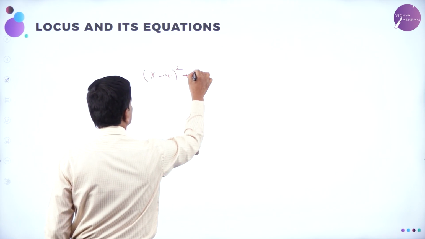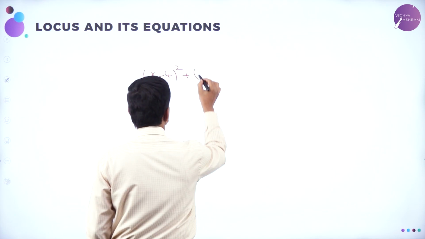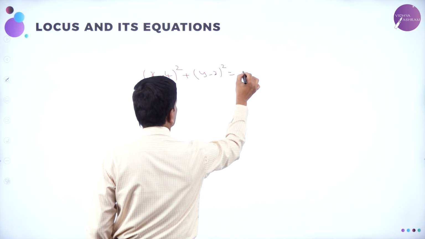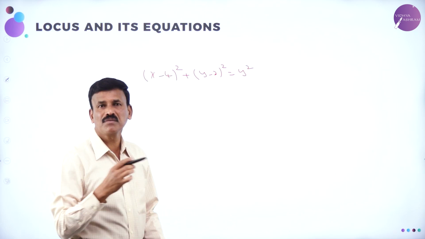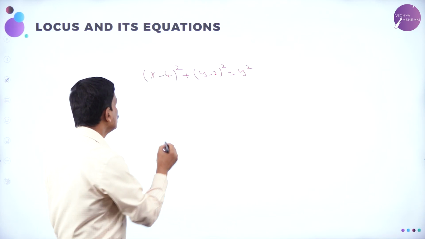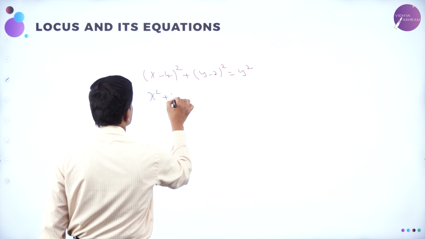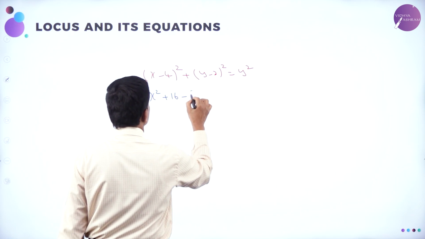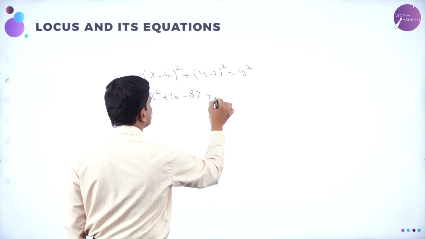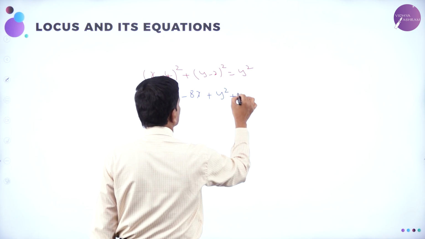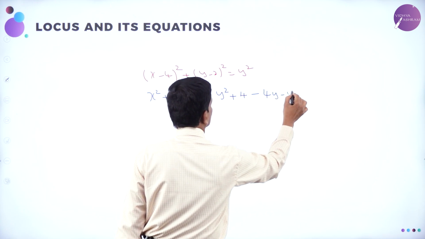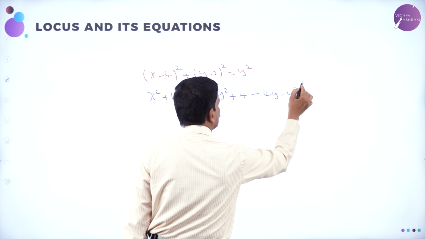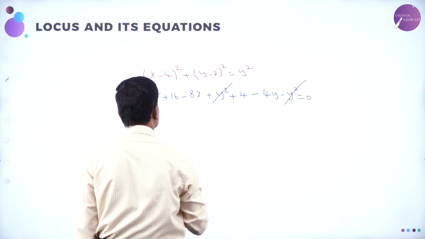The square root gets cancelled, so we get (x minus 4) whole square plus (y minus 2) whole square is equal to y square. Now let us simplify using (a minus b) whole square, which is a square plus b square minus 2ab. 4 2s are 8x. Again, a square is y square, plus b square, 2 square is 4, minus 2ab, 2 2s are 4y, minus y square is equal to 0. Minus y square plus y square gets cancelled.